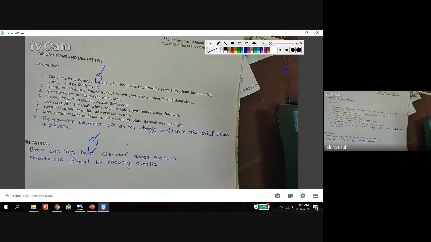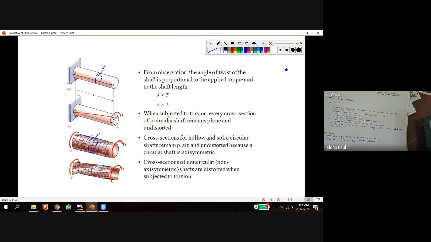torsion equation. Cross sections of the shaft which are plane before twist remain plane after twist. If we cut a plane here, the same plane can be seen after deformation also. There is no change in the planar structure of the cross section. That is another assumption we used.